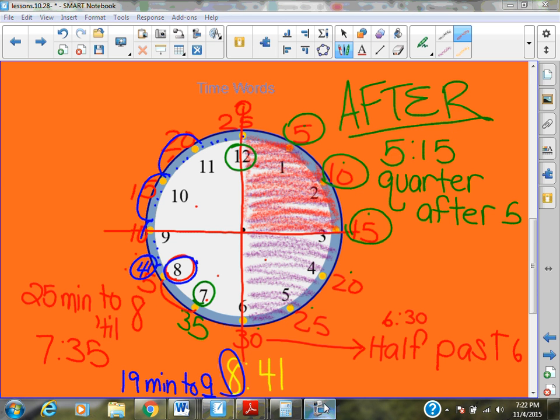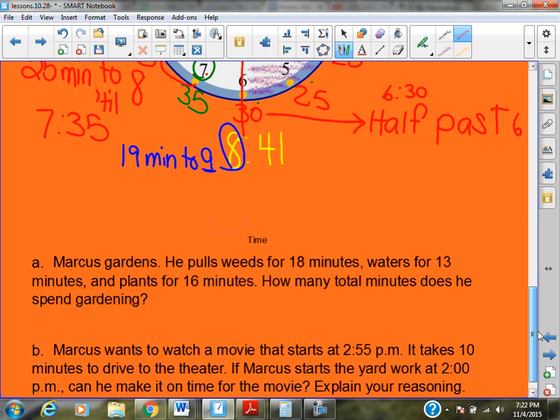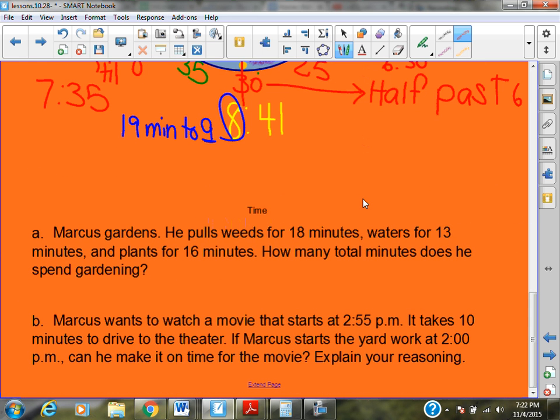When you look at your homework tonight, just a quick note before we end, there are 2 parts of your homework. The first part asks you to tell how many total minutes he spends gardening. So when you think of telling someone about all of the minutes he spends together, we know that we are going to do something to pull those together. And in math, you have to tell me what that is.